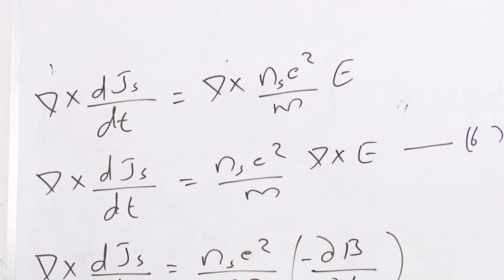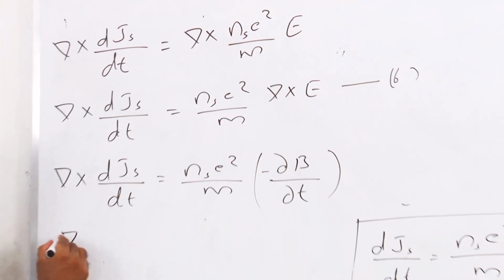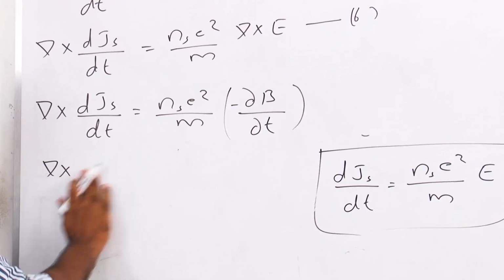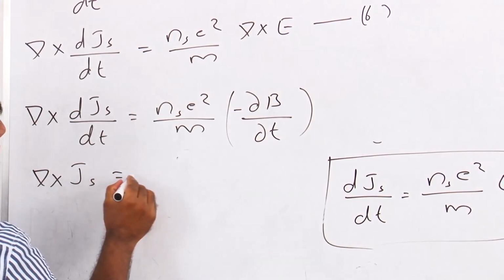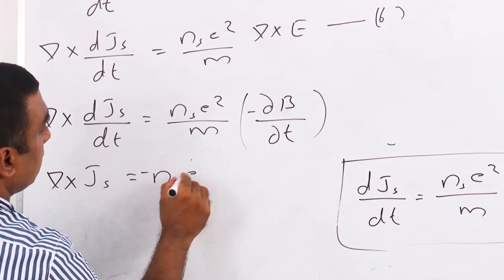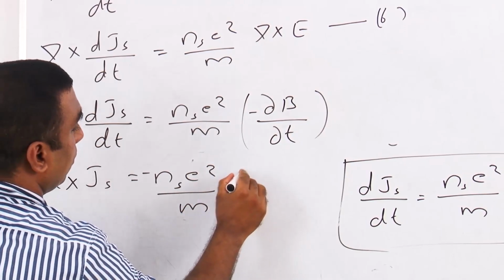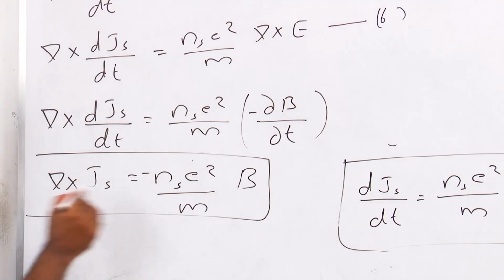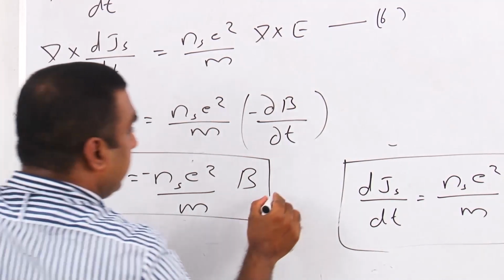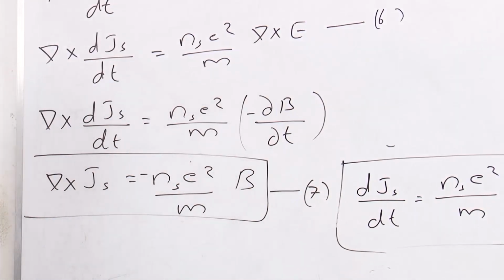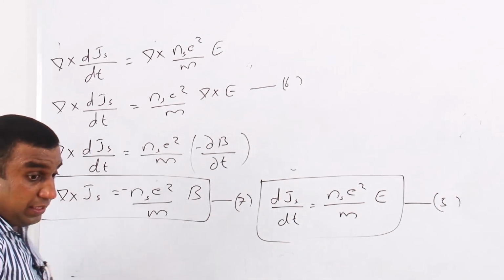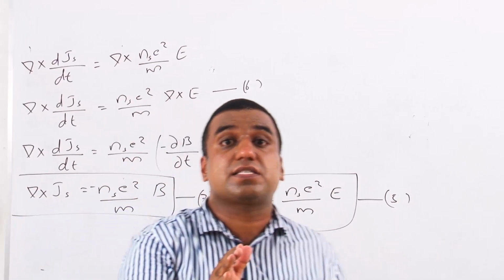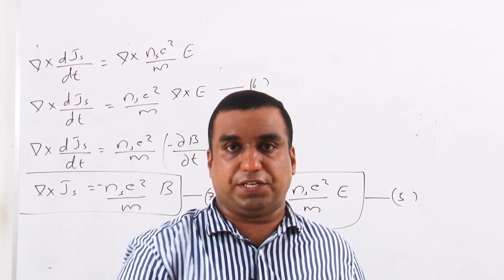Now I integrate this expression with respect to time, so I get del cross Js is equal to minus ns e square by m into B. This is called the second London equation, and this is completely in agreement with the Meissner effect. That is, when the magnetic field B is 0, del cross J is 0, that is, the curl of current density is 0, which is in complete agreement with the Meissner effect.